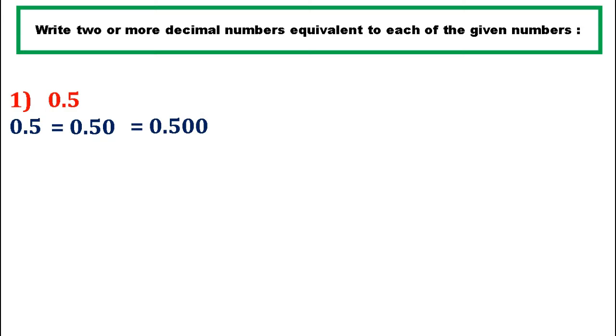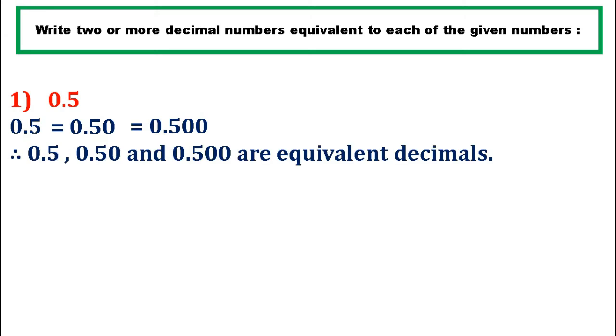Similarly, the second equivalent decimal number will be written as 0.500, as zeros at the extreme right of a decimal point can be cancelled. Therefore, 0.5, 0.50 and 0.500 are the equivalent decimals. Let us understand this concept with another example, which is 19.8.